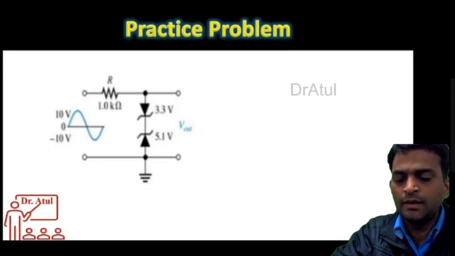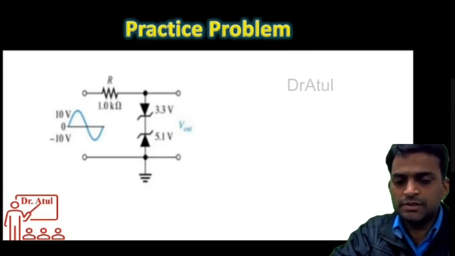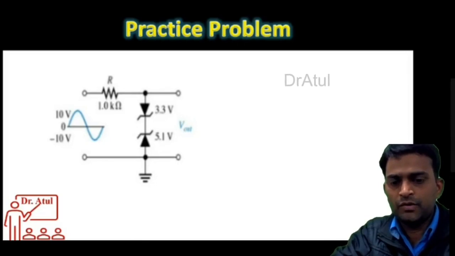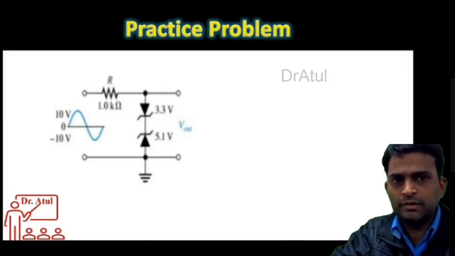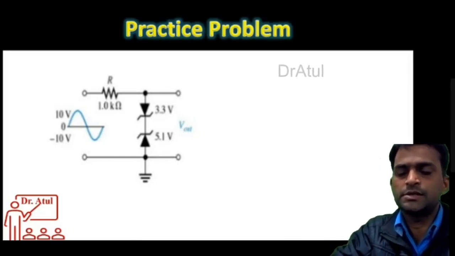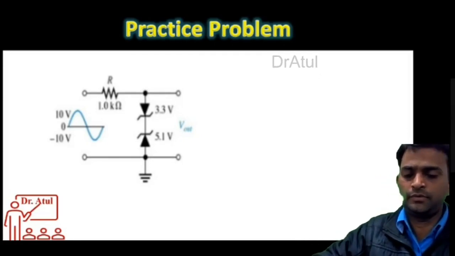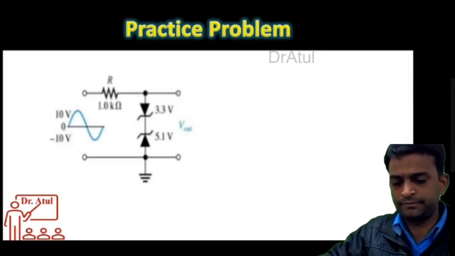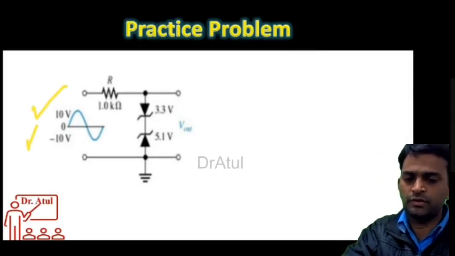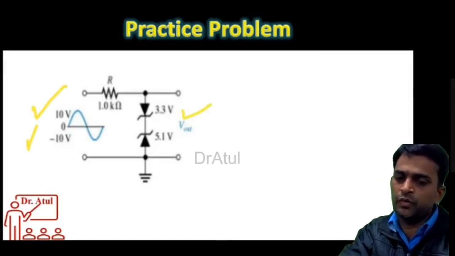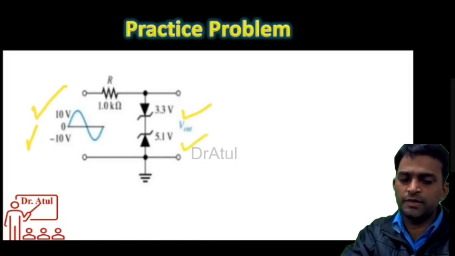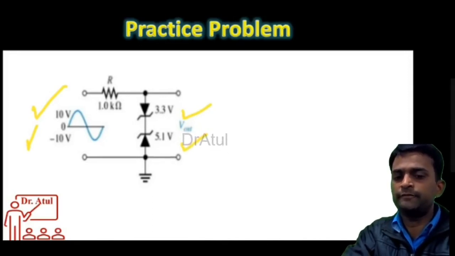Okay, so this is one problem. For your practice, you try to understand this and then you have to get it. Whenever there is a voltage shown near the Zener diode, that is called the Zener voltage, and this is also a Zener voltage. Do not get confused with that.